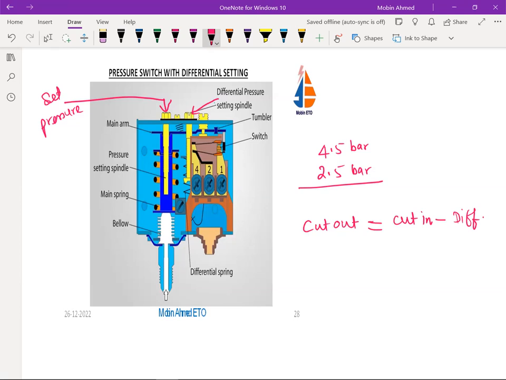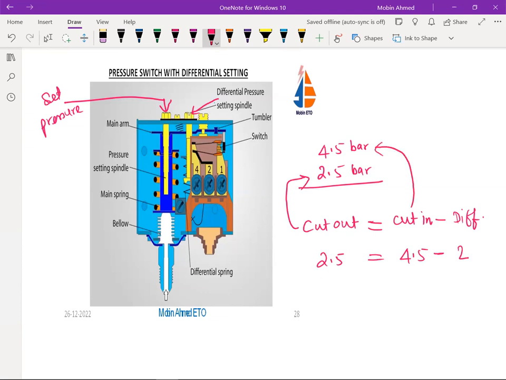So what is cut-in? This cut-in is this one, so that means 4.5 bar. What is the difference we are setting? 2 bar. So this minus 2, this is going to be 2.5 bar. So this is the cutout pressure and this is the cut-in pressure.